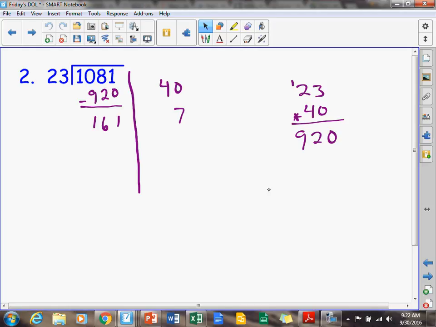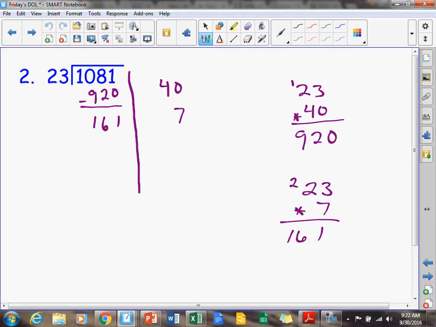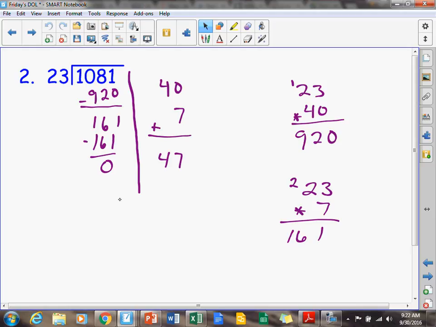So I'm just using estimating right now. I'm thinking of 23 as 25 to estimate. If I go too far, so what? Back it off a number. It's okay. I just need to do a little bit of math. 23 times 7. 3 times 7 is 21. 2 times 7 is 14. Look at that. Man, I'm so smart. 161. All right, and then all we have to do is add those up. 40 plus 7 is 47. We don't have any remainder, and there's your answer.